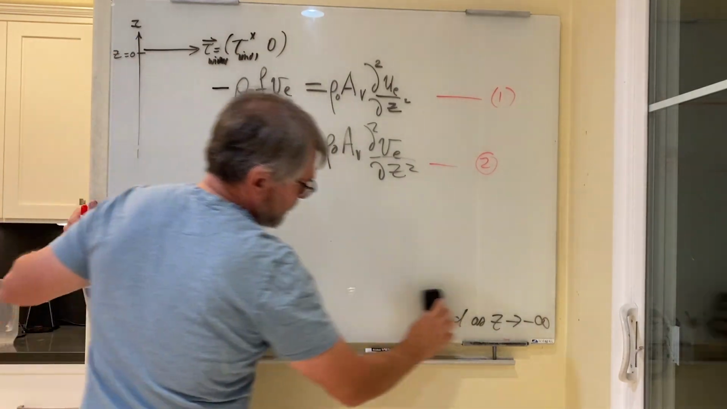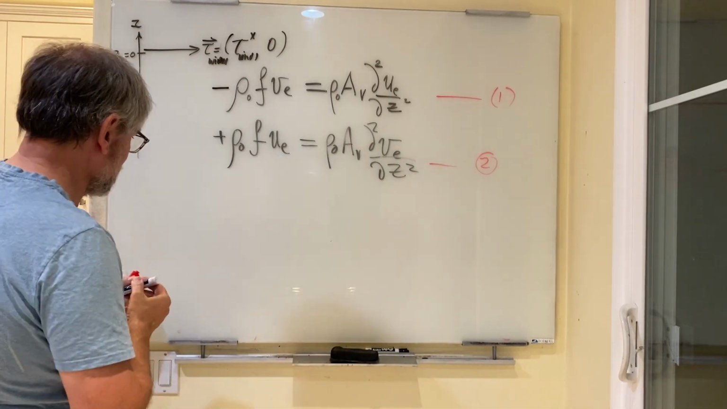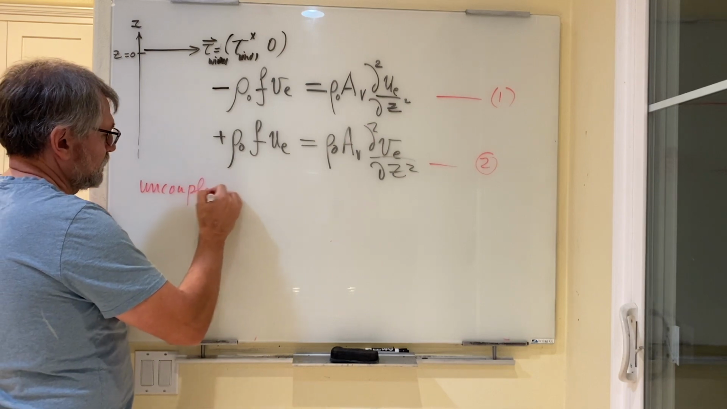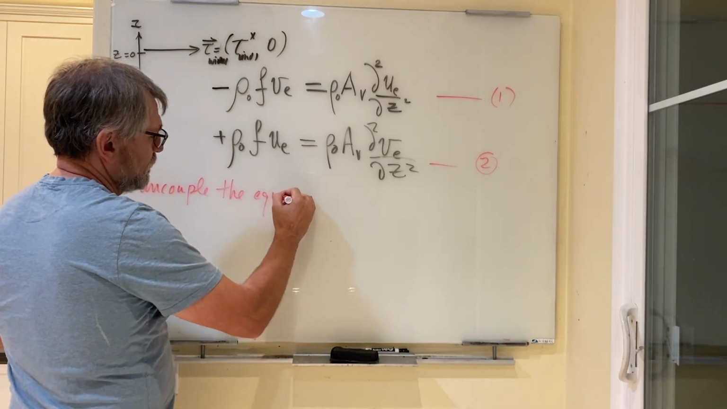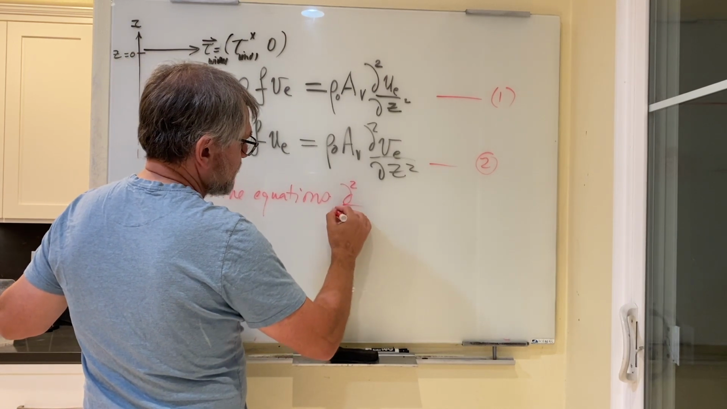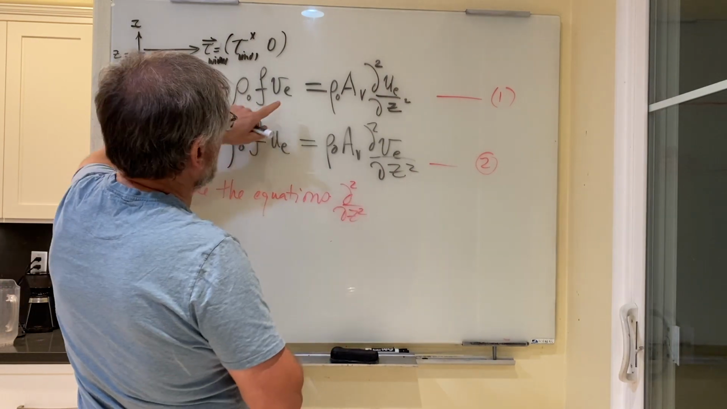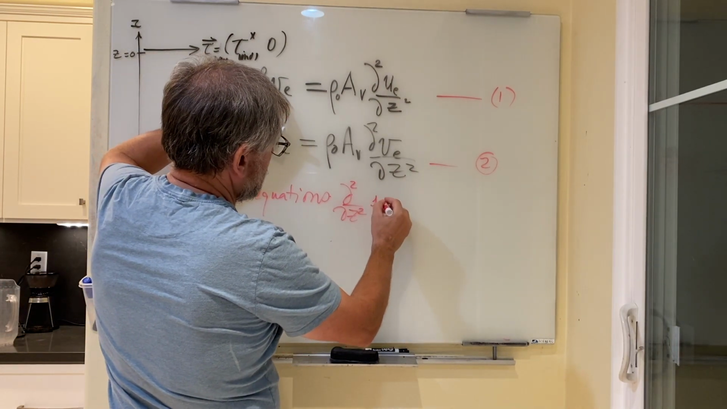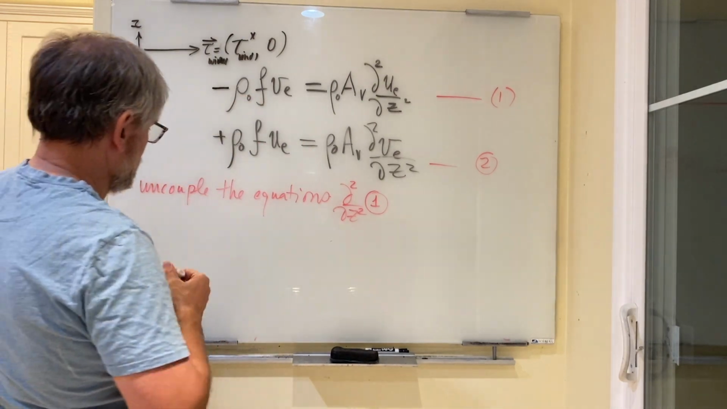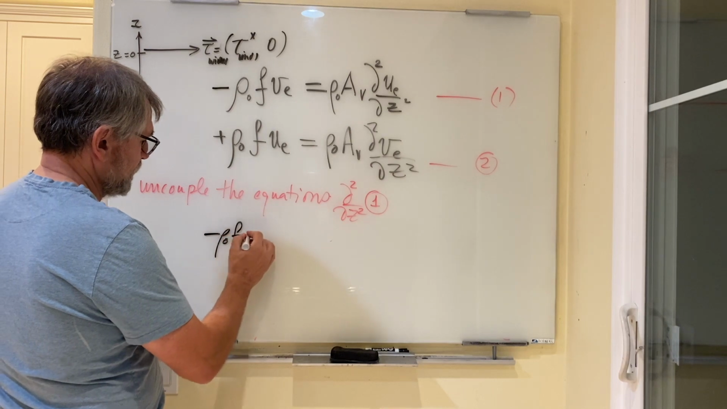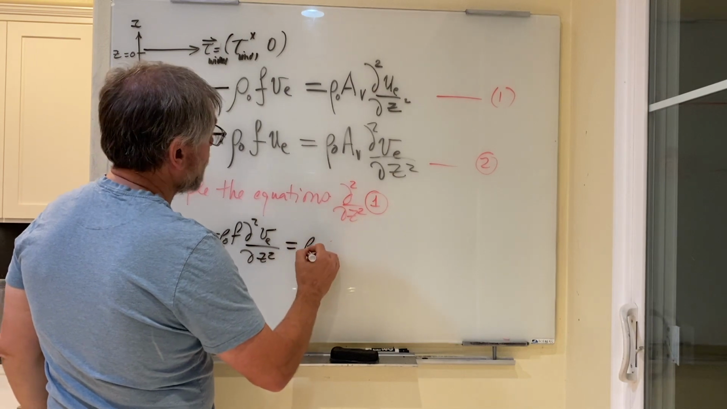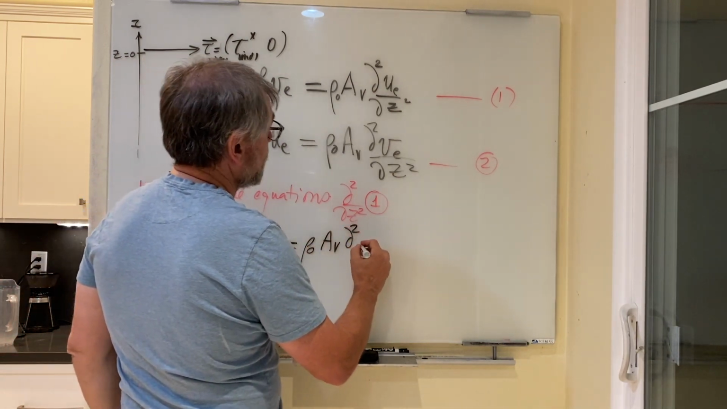So remember the boundary conditions, we're going to use them later. But for now, we're going to uncouple the equations. So we're going to do d2/dz squared of equation 1. And if we do that, we're going to get minus rho naught f d2 ve dz squared is equal to rho naught av d2 ue.